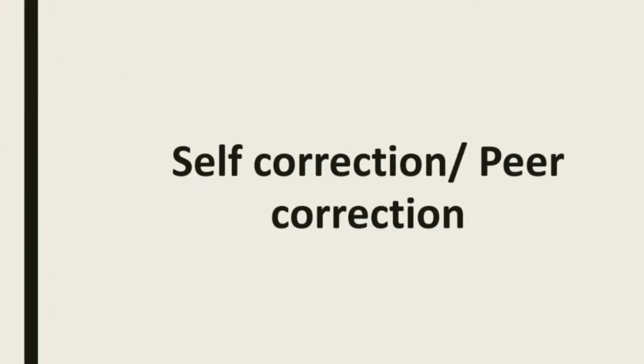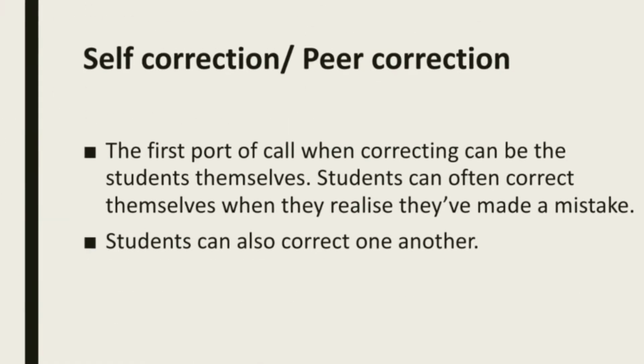Self-correction or peer correction. The first port of call when correcting can be the students themselves. Students can often correct themselves when they realize they made a mistake. Students can also correct one another. Sometimes, students' error is just a slip and they are aware of the correct version. So the thing that you need to do here is to give them a chance and time to correct themselves. Often just by raising your eyebrows or repeating the mistakes, students are able to backtrack and correct themselves.